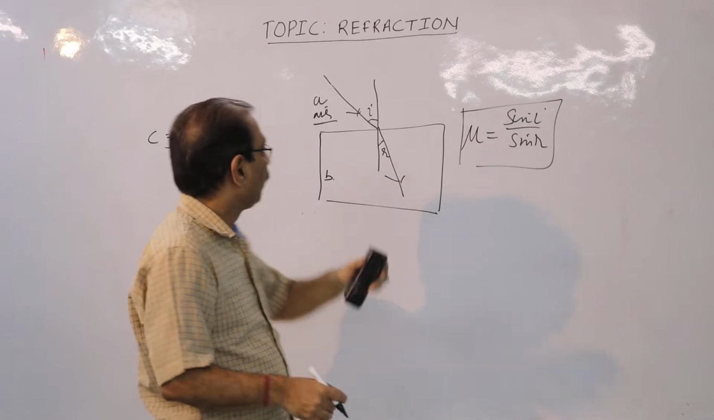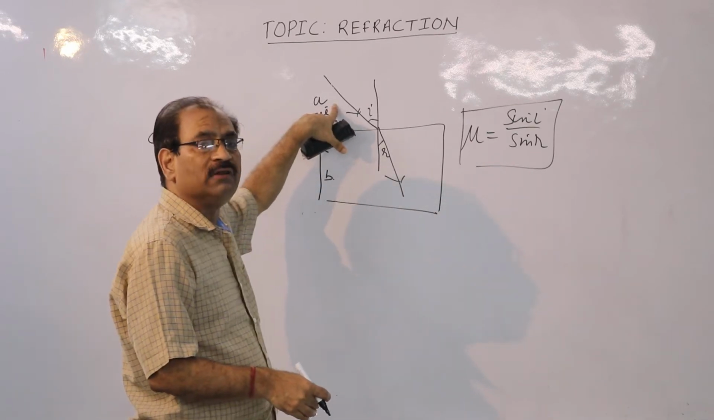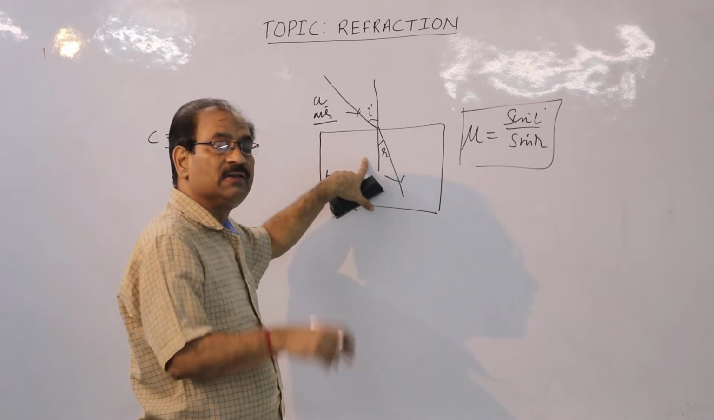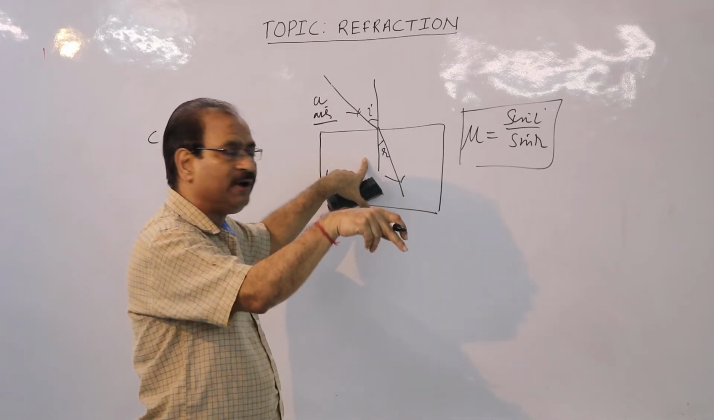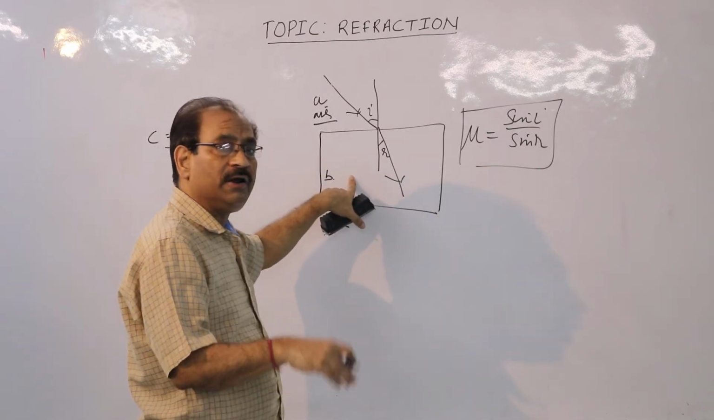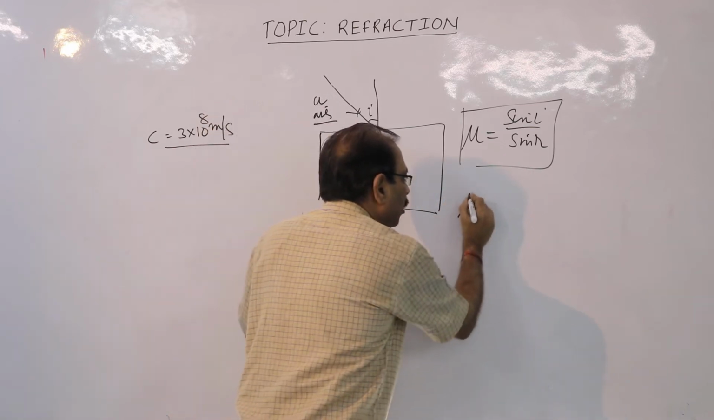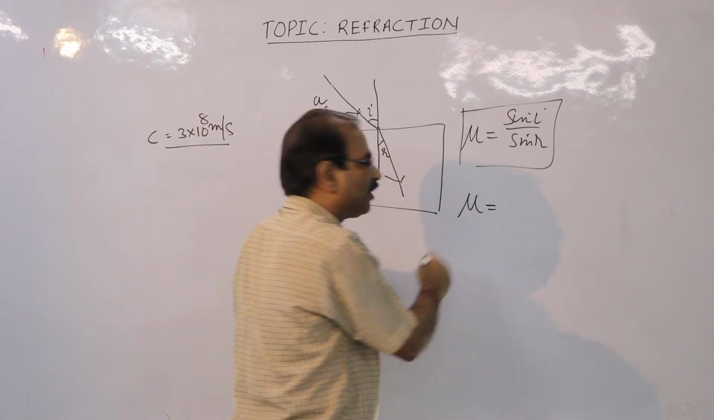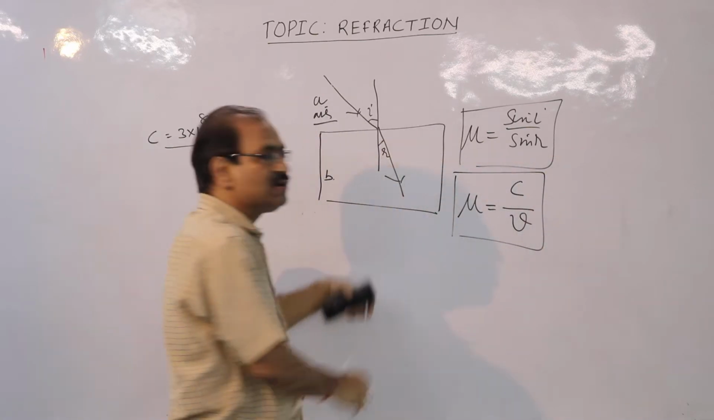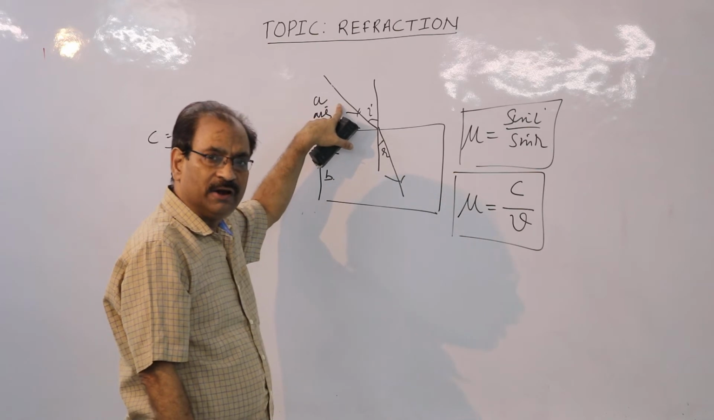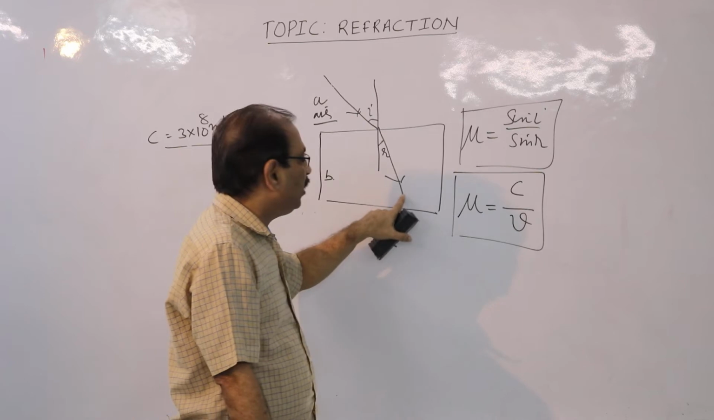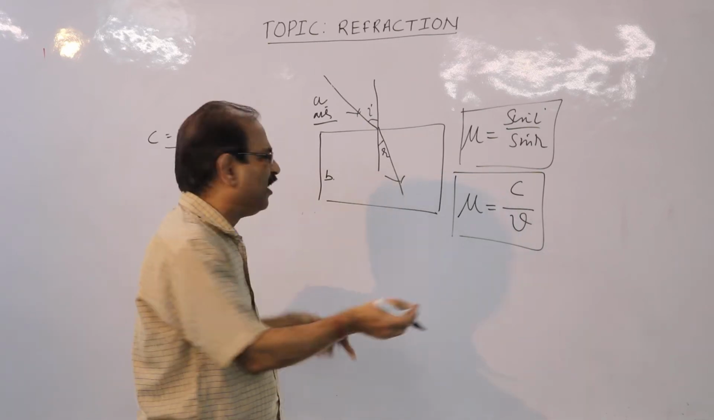Alright, I repeat, when the light ray travels from air to any transparent medium, then the refractive index of that transparent medium is called absolute refractive index. And the formula is: mu, the absolute refractive index, is defined as C divided by V. What is C? C is the speed of light in air. Its value is 3 into 10 to the power 8 meter per second. And V is the speed of light in that transparent medium.